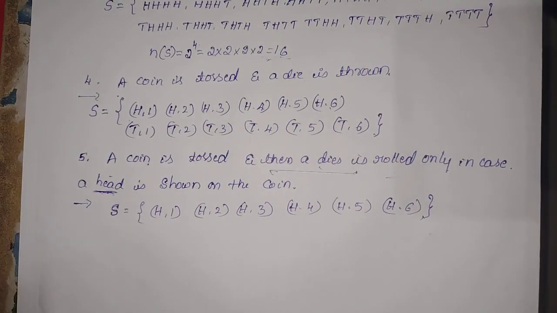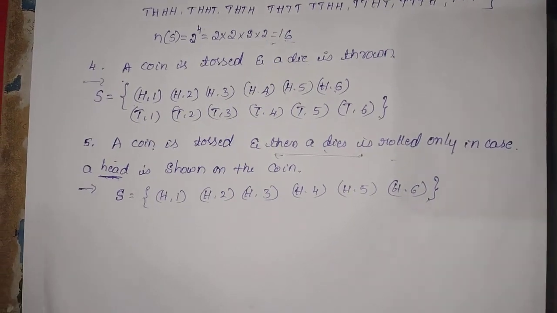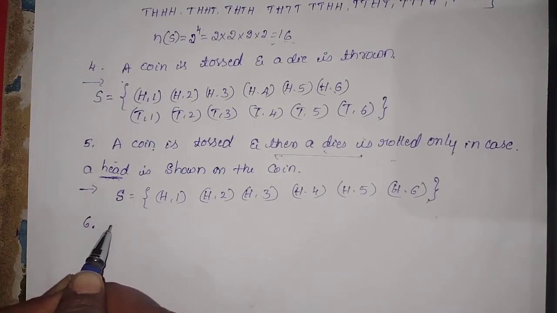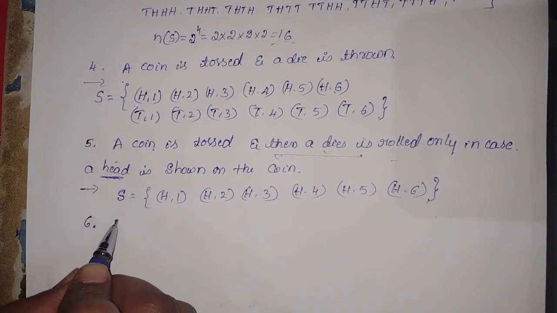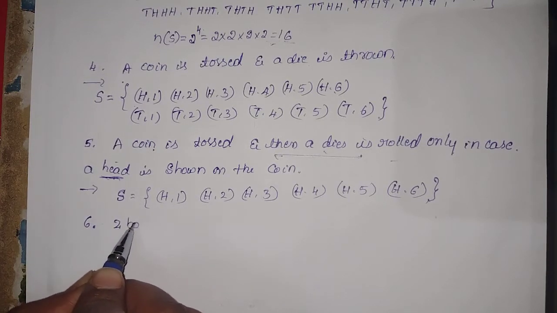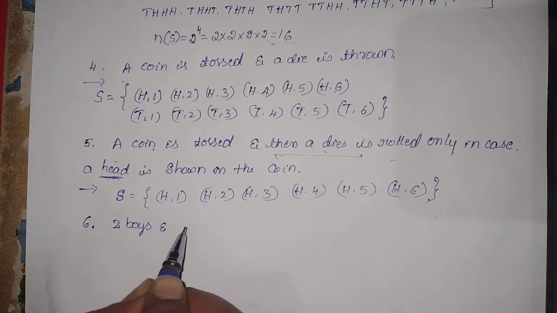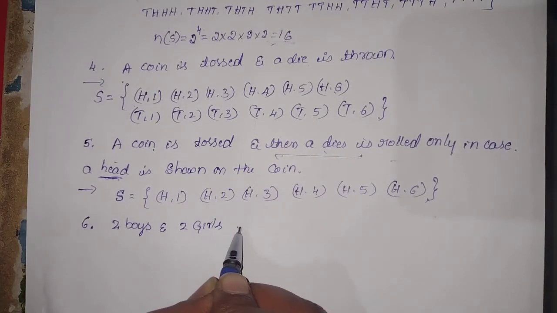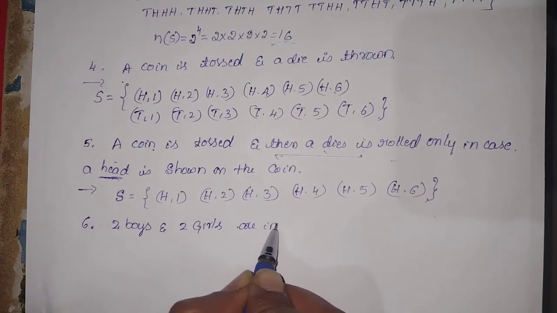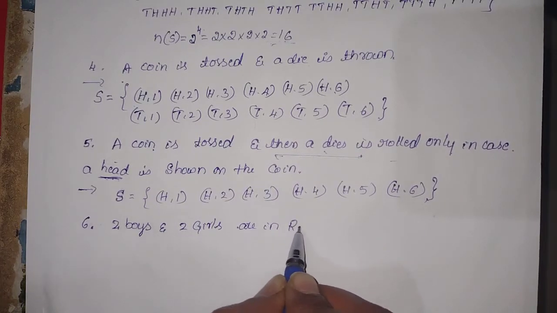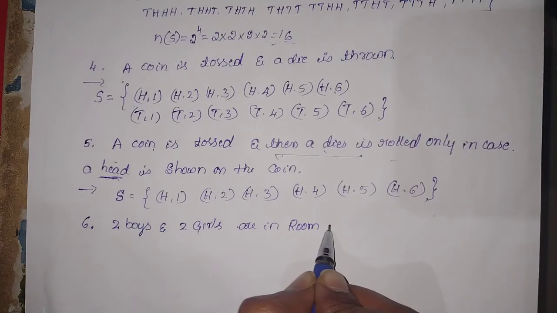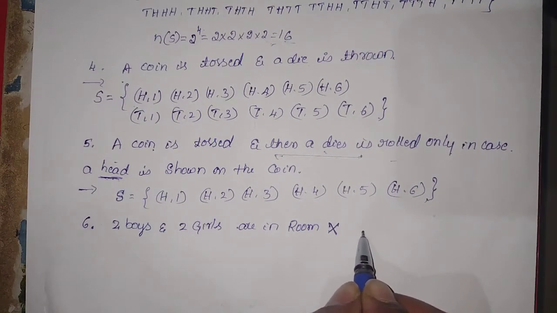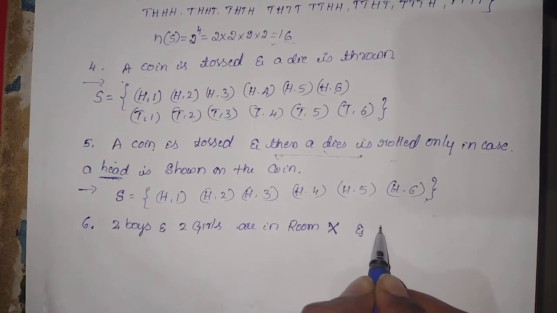Next we go for question number 6. Question number 6 is like this. Two boys and two girls are in a room. The room name is X.